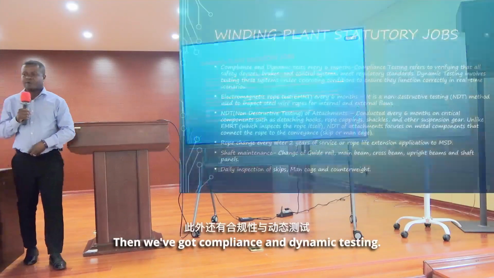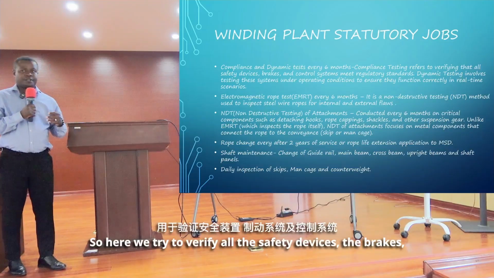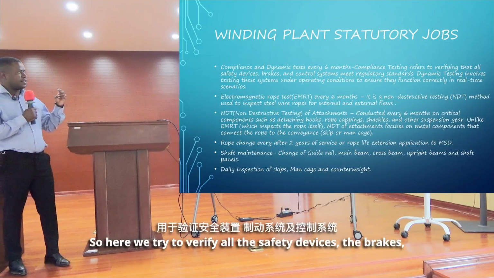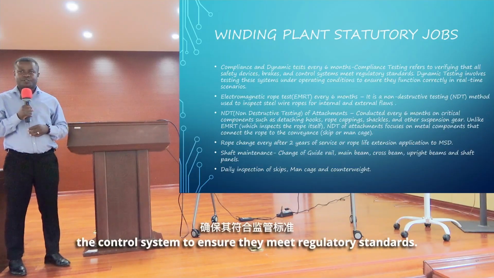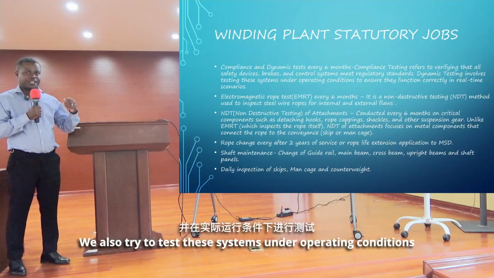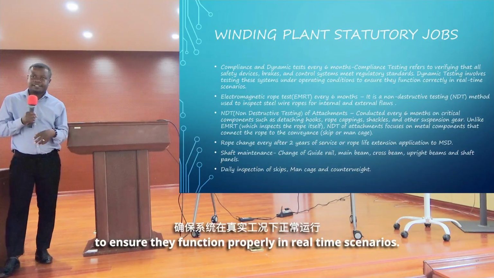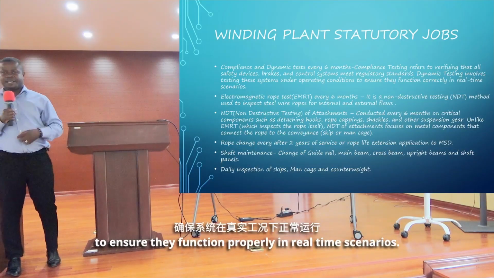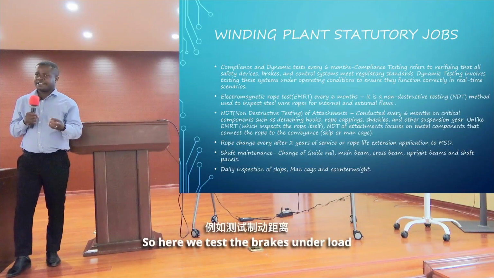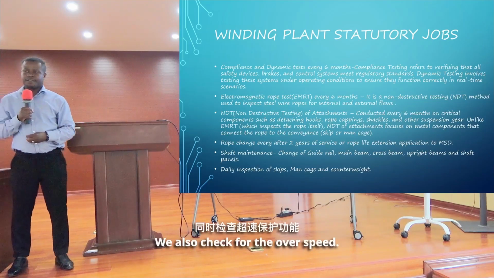Then we've got compliance and dynamic testing. Here we try to verify all the safety devices, the brakes, the control system to ensure they meet regulatory standards. We also try to test these systems under operating conditions to ensure they function properly in real-time scenarios. Here we test the brakes under load, checking the distance the conveyance will travel before it stops. We also check for overspeed.